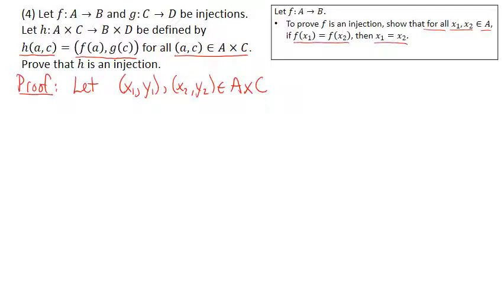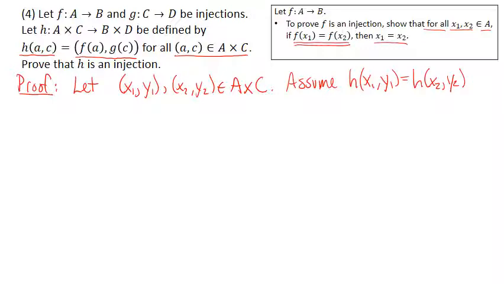sure where I was. But alright, so we have two elements that are in the domain here. They look like ordered pairs because the domain is ordered pairs. And now we're going to assume the if part of the statement, that the output from the function is the same for these two ordered pairs. So we're going to assume that h of x1, y1 is equal to h of x2, y2.